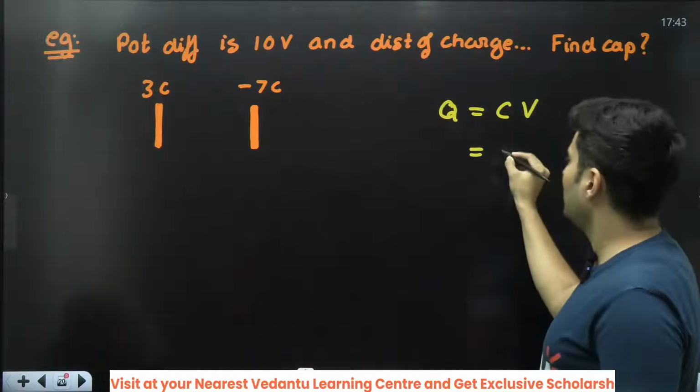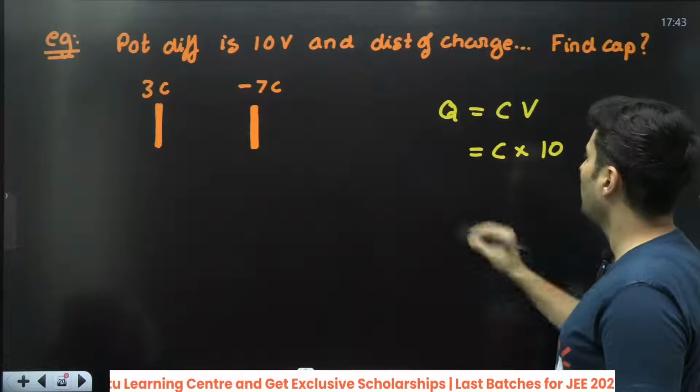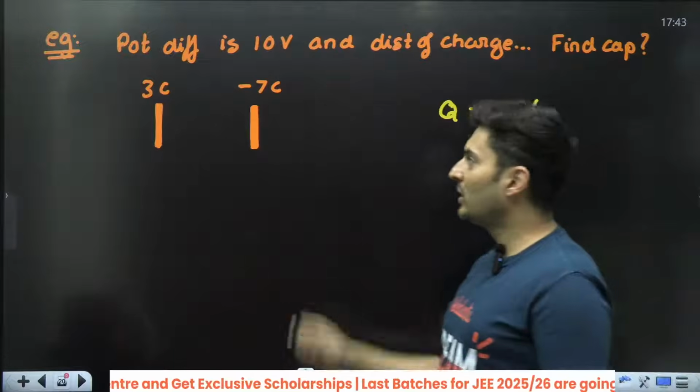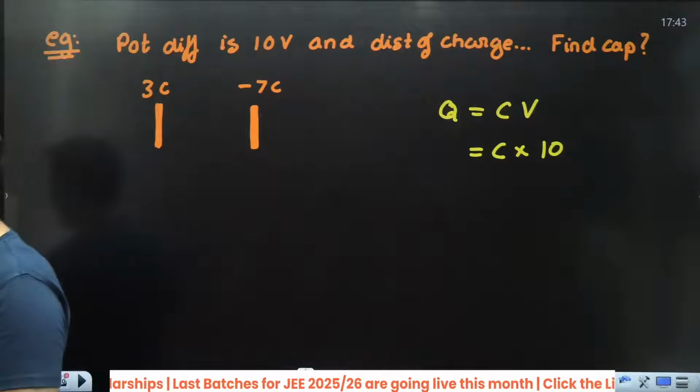Okay. Capacitance, I do not know. Voltage, potential difference is 10, sir. Okay, 10. What is the charge? Will you put 3? Will you put minus 7? Or will you put something else? What is your answer for that?